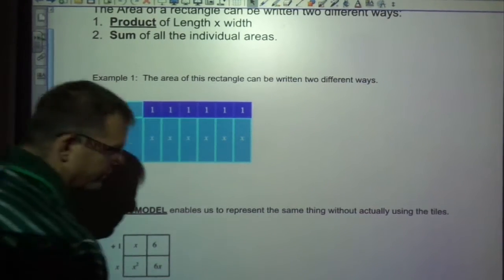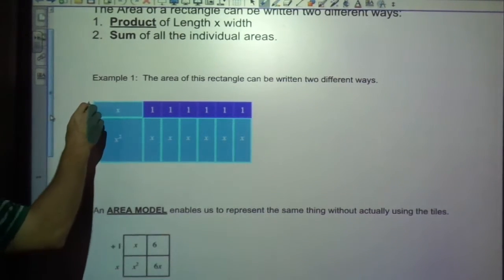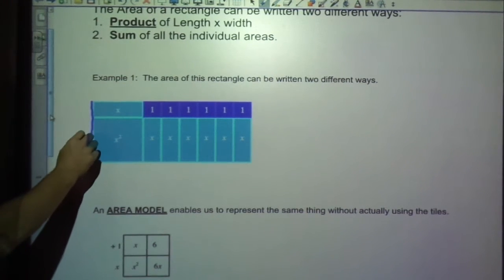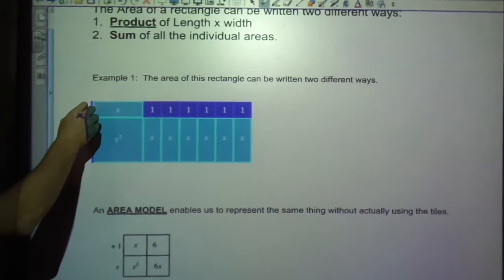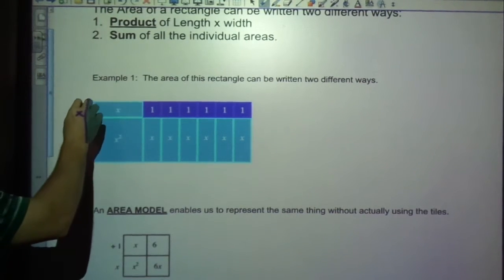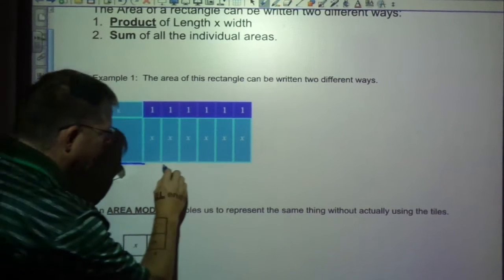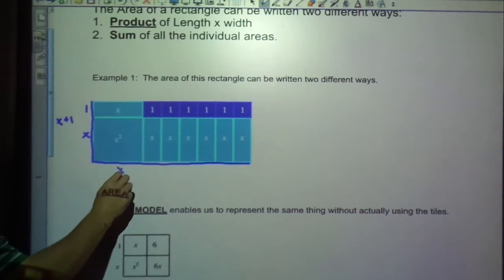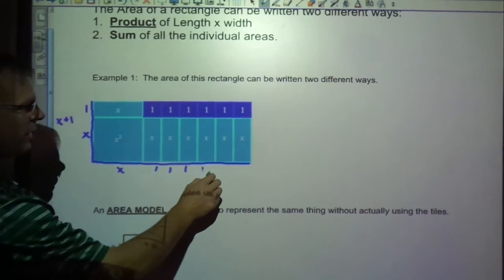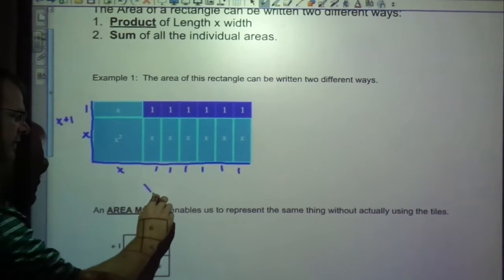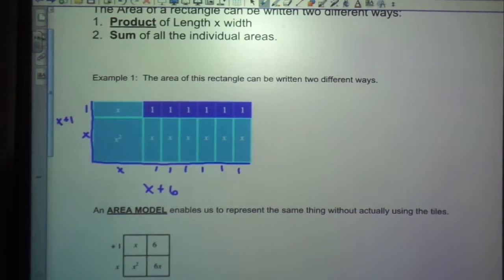So let's think about this one. My width here, this side, this part is x and this part is 1. So together they make x plus 1. Here, along the bottom, this part is x, this is 1, 1, 1, 1, 1, and 1. So that makes a total of 1, 2, 3, 4, 5, 6. This makes a total of x plus 6.